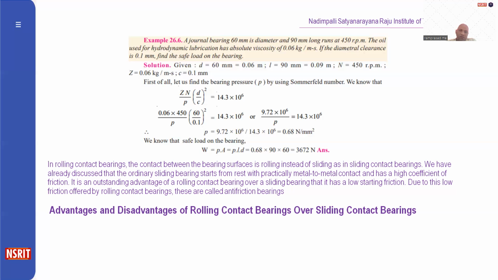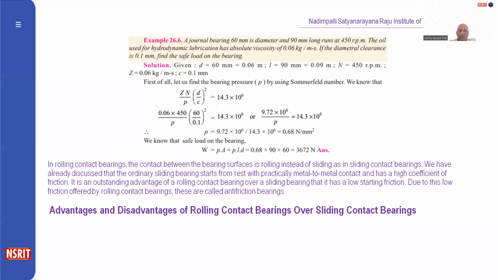Now, in rolling contact bearing, the contact between the bearing surfaces is rolling instead of sliding, as in sliding contact. For sliding contact, metal to metal contact will occur with high coefficient of friction. Whereas for rolling contact bearing, there is low starting friction. Due to this low starting friction offered by rolling contact bearing, we are calling it anti-friction bearings.